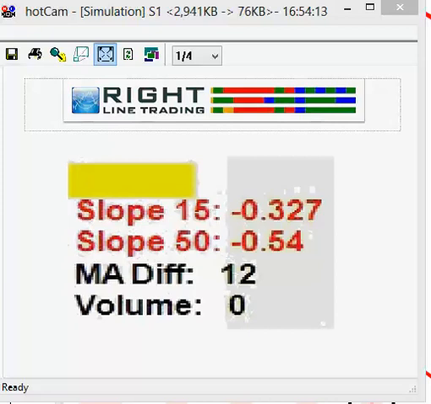What we found after doing a year of market analysis is that an oscillator doesn't add any predictive value to the trade. So what we found is we want the difference between the 50 and the 15, or the MA diff, to be 16 or less. This also shows us the slope of the modified 15 and the slope of the 50 period moving average, and we use those as well to help define the risk of the trade.